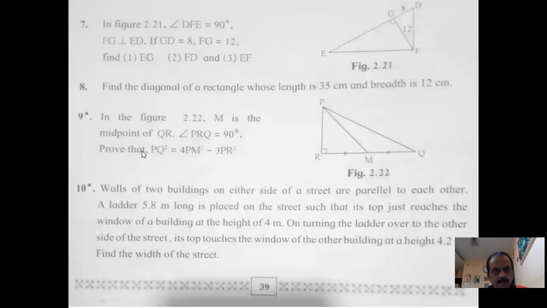Now we solve the second example. The walls of two buildings on either side of a street are parallel to each other. A ladder 5.8 meter long is placed on the street such that its top just reaches the window of the building at a height of 4 meter. On turning the ladder over to the other side of the street, its top reaches the window of the other building at a height of 4.2 meter. Find the width of the street.